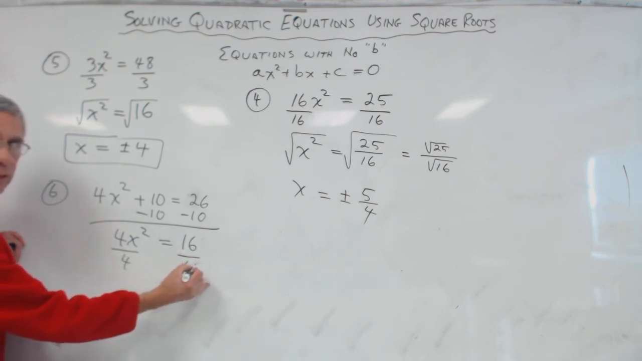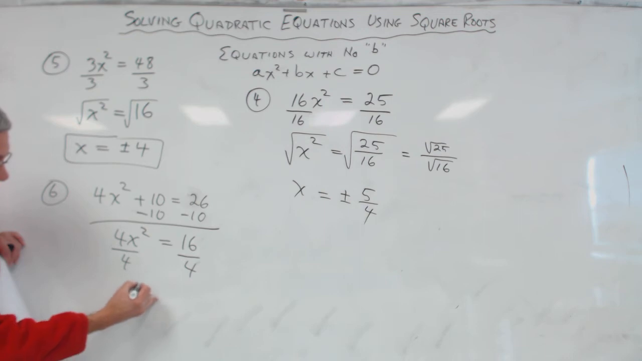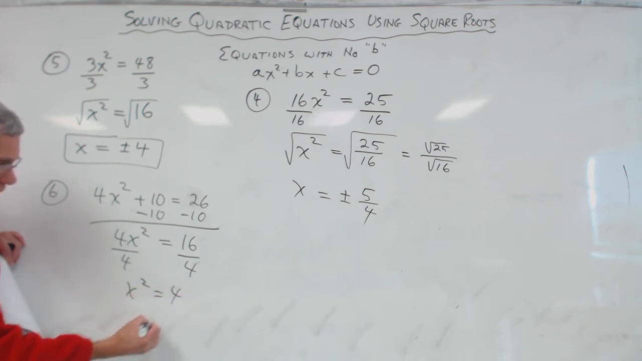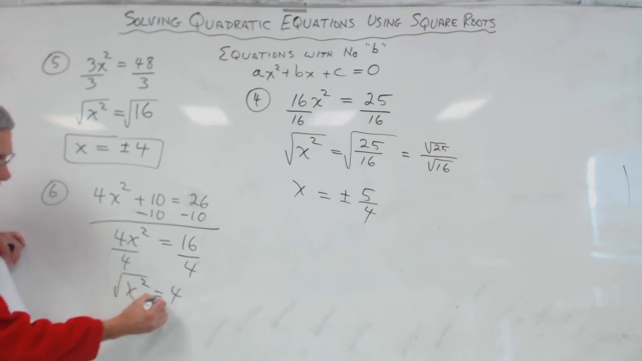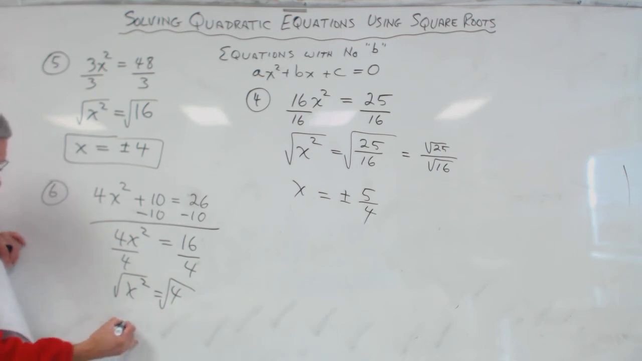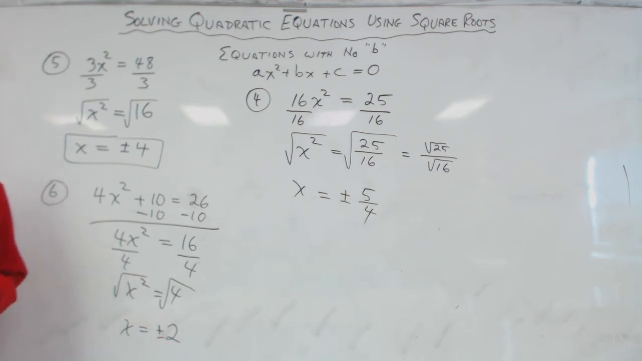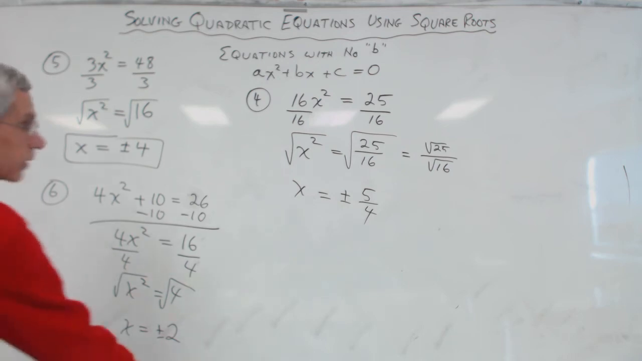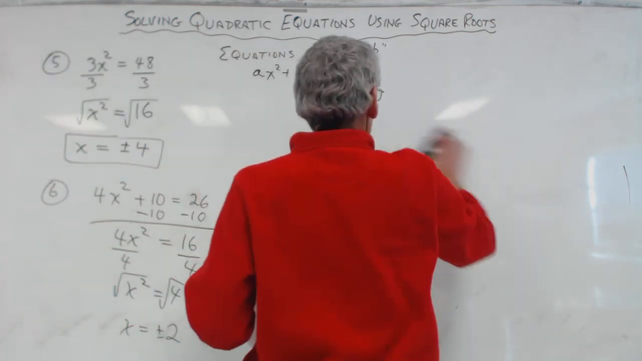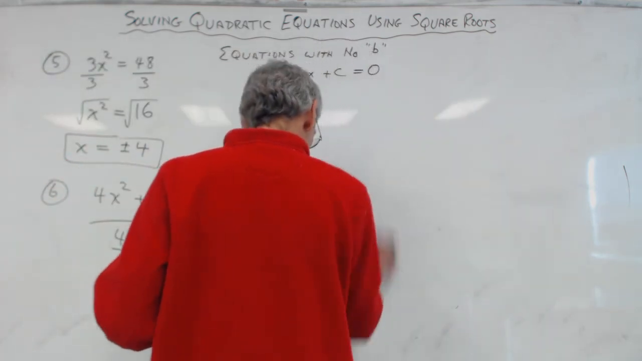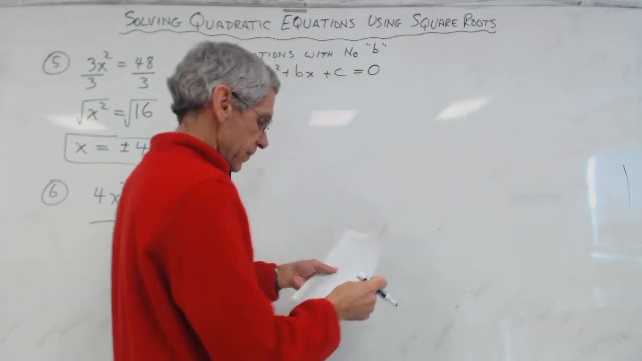You guys all with me? Does it make sense? Yeah. And then it's x squared. X squared is equal to 4. And then you do the square root. What's my answer? X is plus or minus 2. Beautiful. Excellent. You guys getting this? Pretty easy, right? Pretty easy.